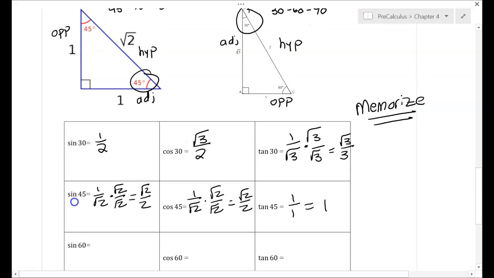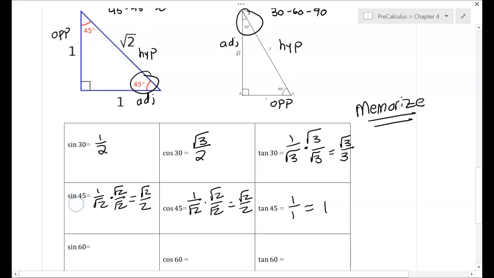Now sine of 60, cosine of 60, and tangent of 60, I'm going to go back to my 30, 60, 90 triangle. But this time, my angle is the 60-degree angle at C. So 2 is still the hypotenuse, but now the root 3 is opposite, and the 1 is adjacent. So check out what happens.